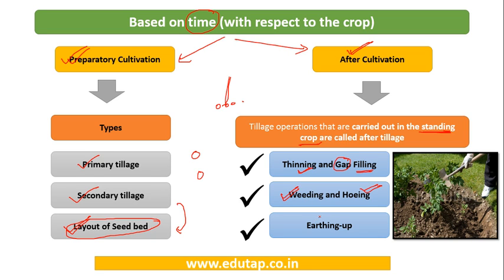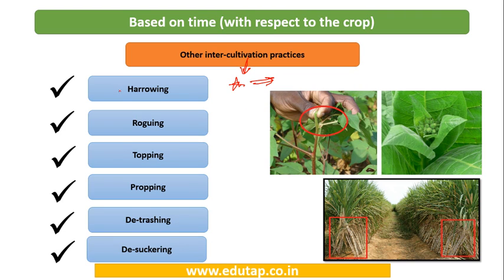Then you have an important operation of earthing up. So here you can see in the picture that near the roots, you are actually plowing the soil and making sure that around the roots there's a lot of soil available. From one place you're removing the soil and accumulating it all around the roots of a plant. So that is called earthing up. Then you have harrowing here. In harrowing, you are basically plowing near the root zone. Then comes roguing. You are removing a particular variety from the mixed variety of crops.